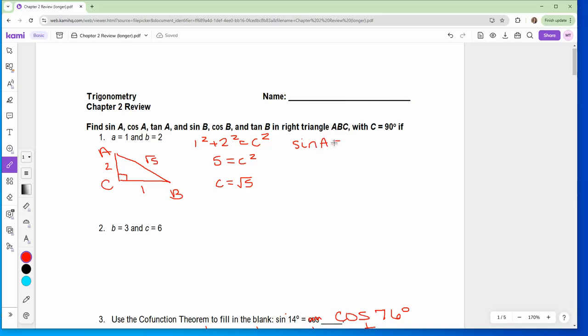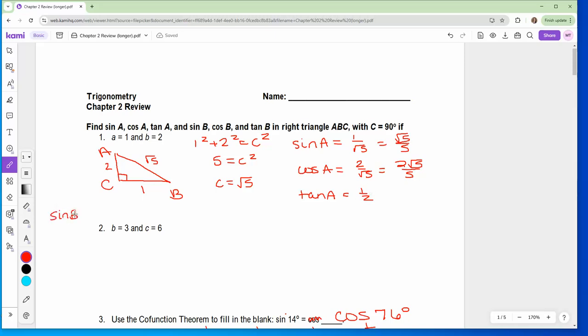So sine of A, from angle A, opposite over hypotenuse, 1 over the square root of 5 would turn into radical 5 over 5. Cosine of A, adjacent over hypotenuse, 2 over the square root of 5 is 2 radical 5 over 5. Tangent of A, opposite over adjacent, 1/2. Then I also asked for B's.